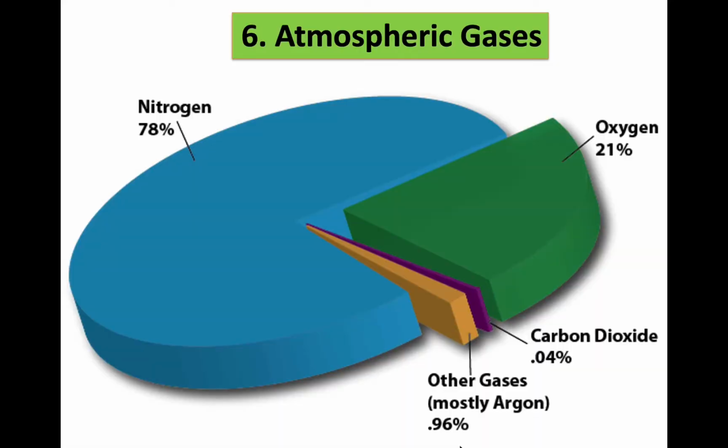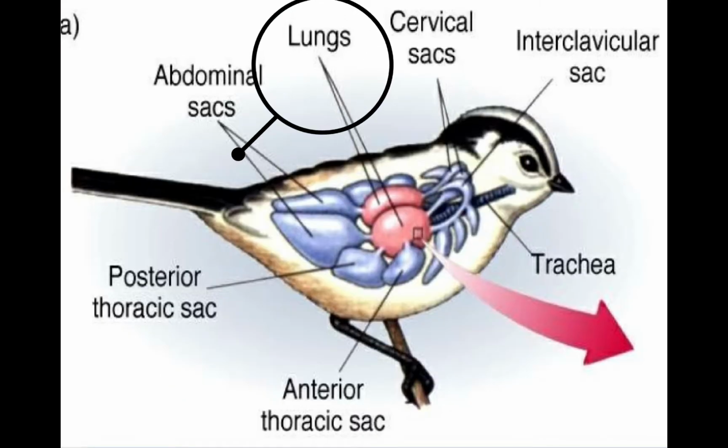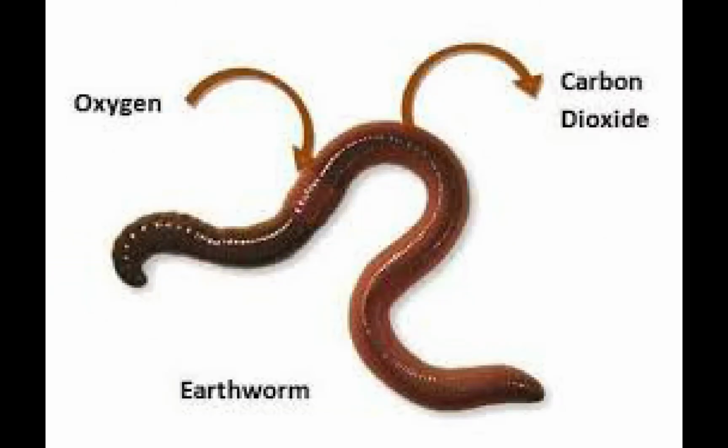Now, how are plants and animals adapted for gaseous exchange? Well, you know that animals have their own respiratory organs, okay? And these respiratory organs have their own specialized gaseous exchange surfaces. For example, let's look at the birds and mammals. They have lungs. Fish have gills. And the moist, naked skins of earthworms function as a gaseous exchange surface for them.